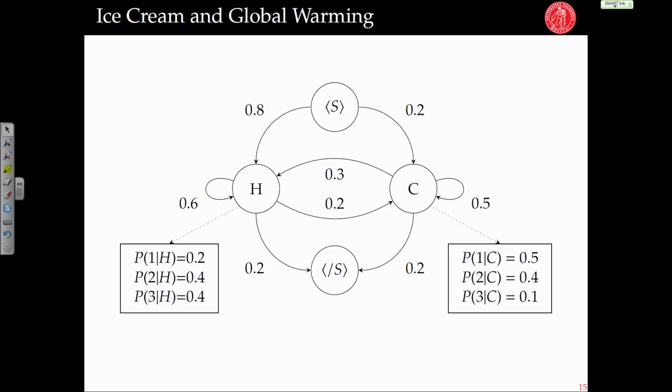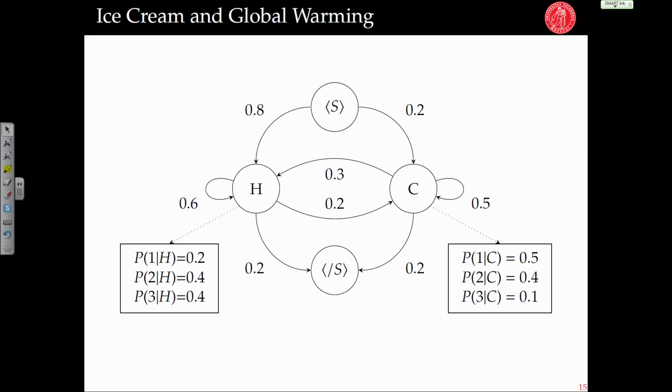The two tables here refer to the emission probabilities. Of course, only the non-pseudo states will have emission probabilities, because the start and end states are just pseudo-states, symbols indicating the start and end of a sequence. The cold and hot states will have emission probabilities. What's the probability of Jason eating 1 ice cream given that it was a cold day? It's 0.5. These are just numbers we came up with to work through the problem.